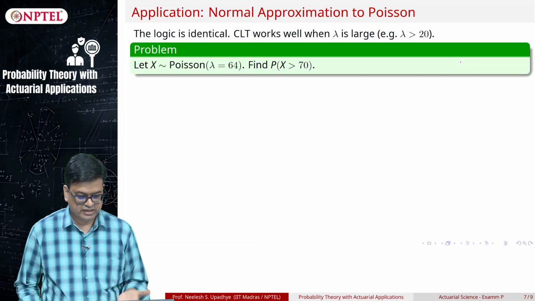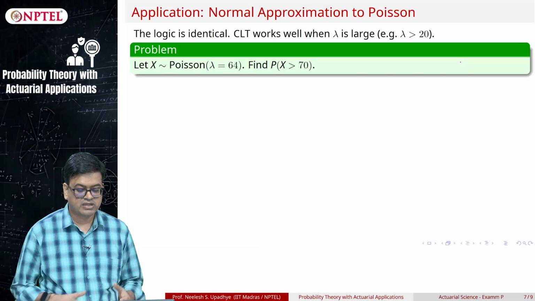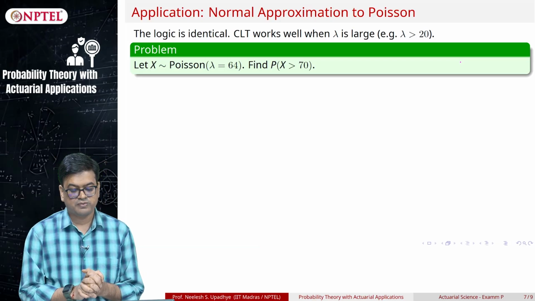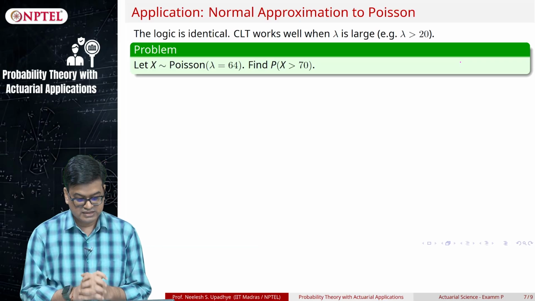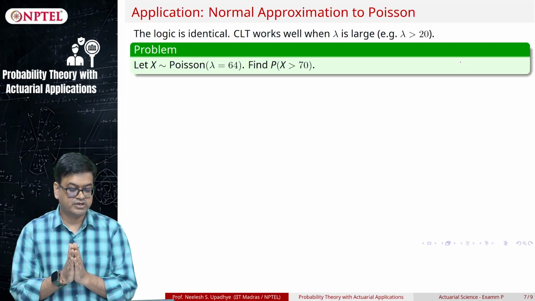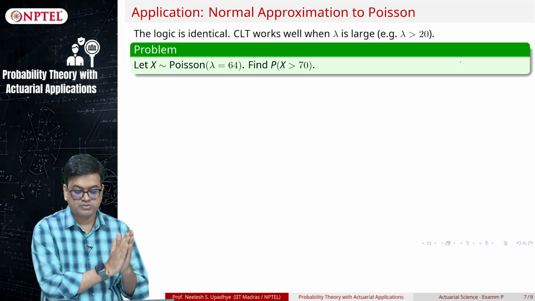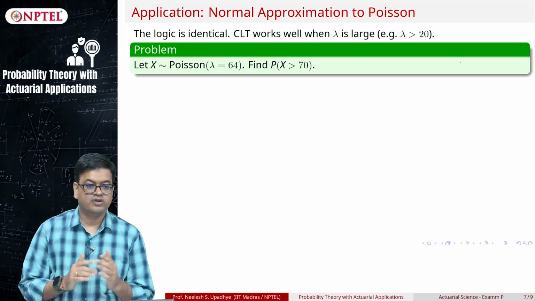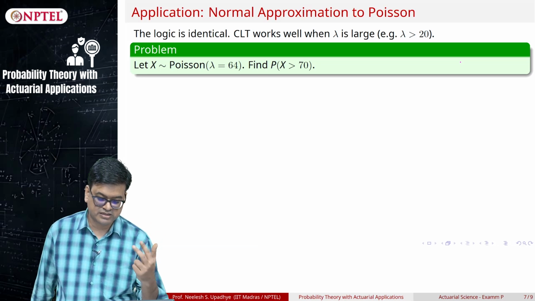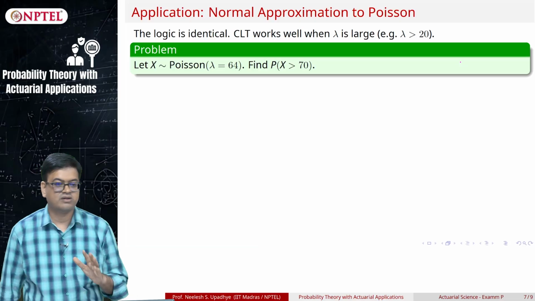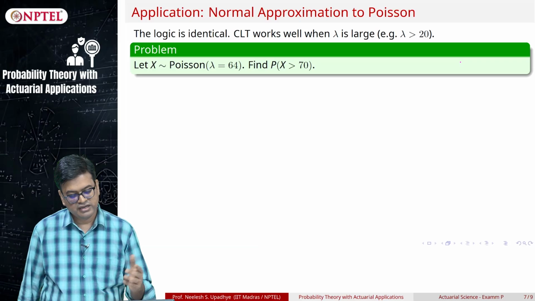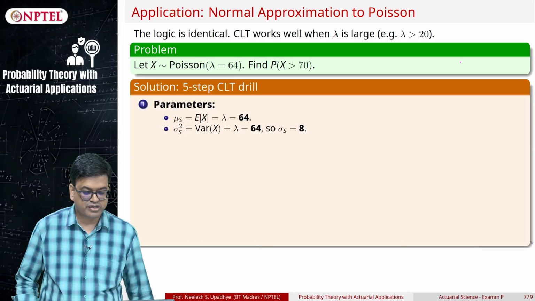So, in this case naturally x follows Poisson with lambda equal to 64. You are asked to find probability of x greater than 70. Okay. So, we are saying we can approximate Poisson distribution with normal distribution. Okay. So, how will you handle this? We need to compute what are n, mu and sigma square and whether CLT is applicable or not. So, CLT is applicable because lambda is greater than 20, therefore, it is a matter of computing mu s and sigma s square.